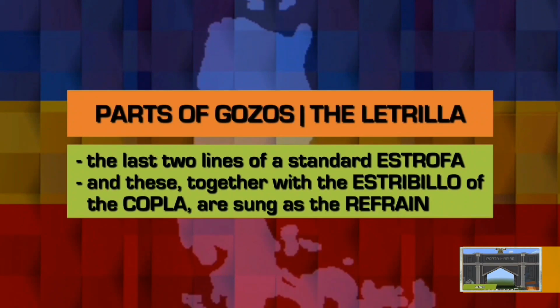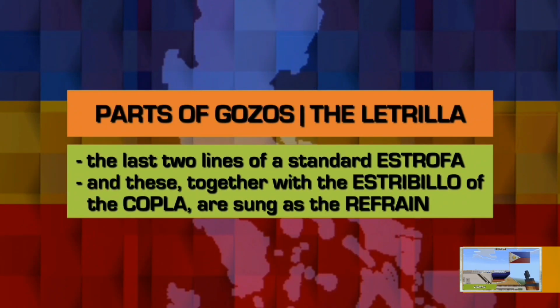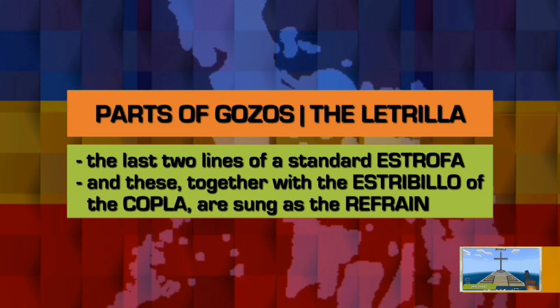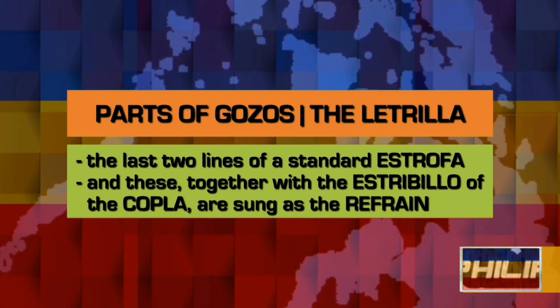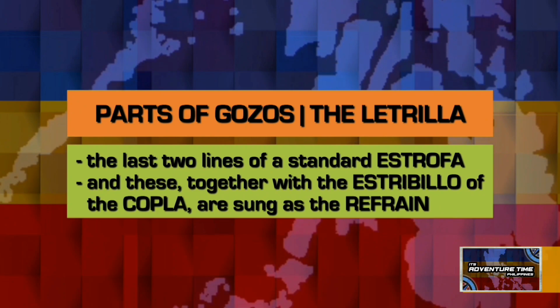If the estrofa has the standard 6 lines, the last 2 lines are called deletrilla, and these, together with the estribillo of the copla, are sung as the refrain.